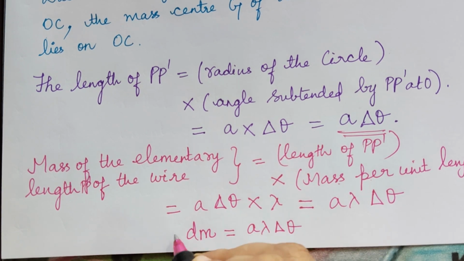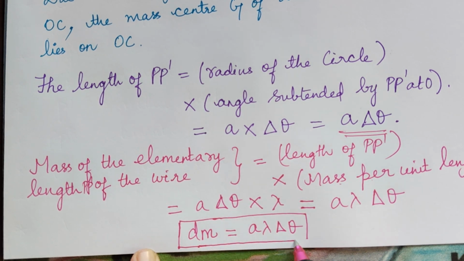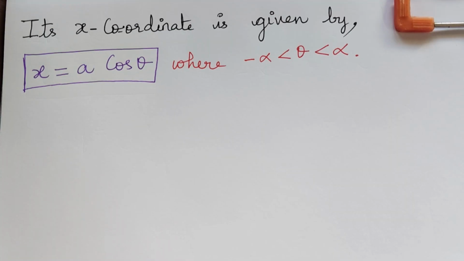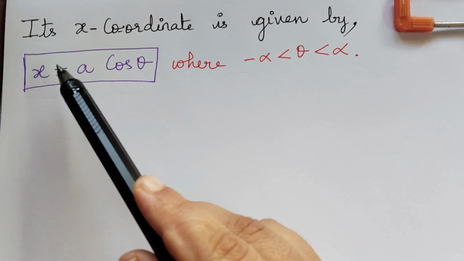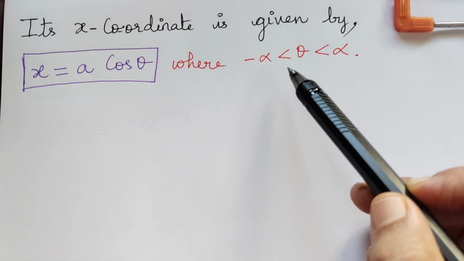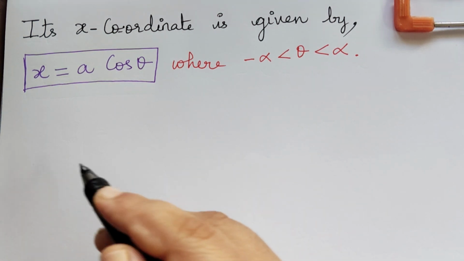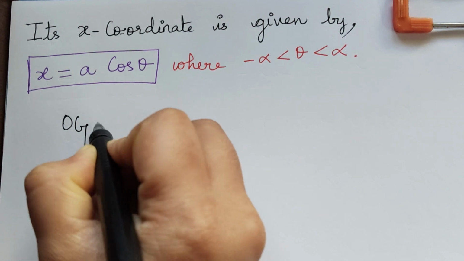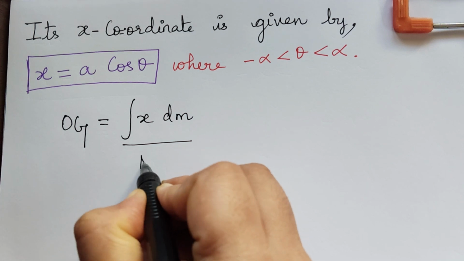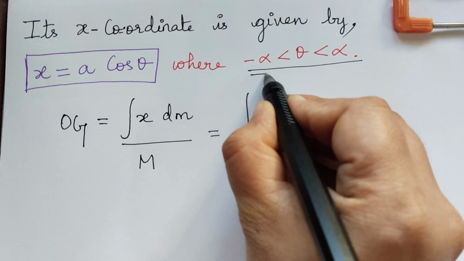We have the value of capital M already, and the value of dm also. Now we will take those two values and substitute them in the formula for center of mass. Also we have to make a note that its x coordinate is given by x equals a cos theta, where theta lies between negative alpha and positive alpha. We shall now find the center of mass, given by OG, which is equal to integral x dm divided by capital M, and the integral varies from negative alpha to positive alpha.